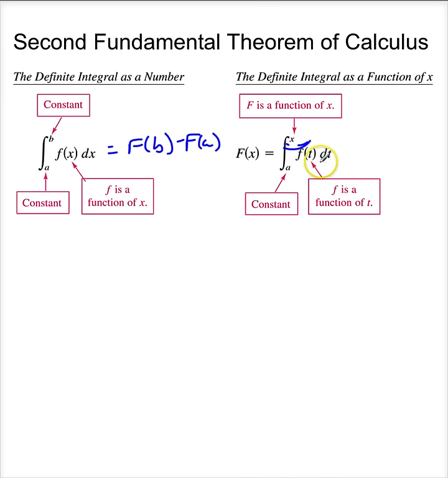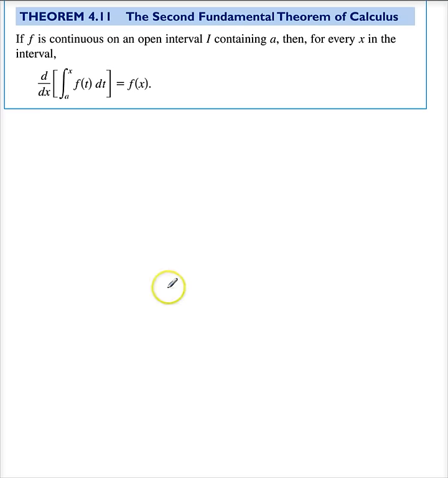Now, f of t is a function of t, and t is our dummy variable, and you're going to see why we use it in a minute. The second fundamental theorem of calculus tells us if f is continuous in an open interval containing a, then for every x, the derivative with respect to x of the integral is the function evaluated at x.